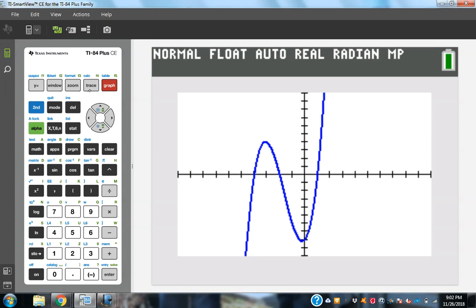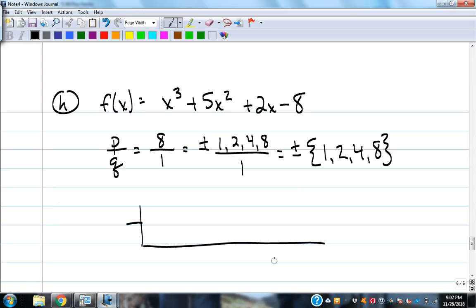This one's crossing at 3 pretty nice places. Okay. What's the first one that you think of here that you see? Positive 1 would work great. That's probably the easiest one to do synthetic with. So let's start with that one. That sounds like a great idea. 1, 5, 2, negative 8. I'm going to run synthetic with that 1.